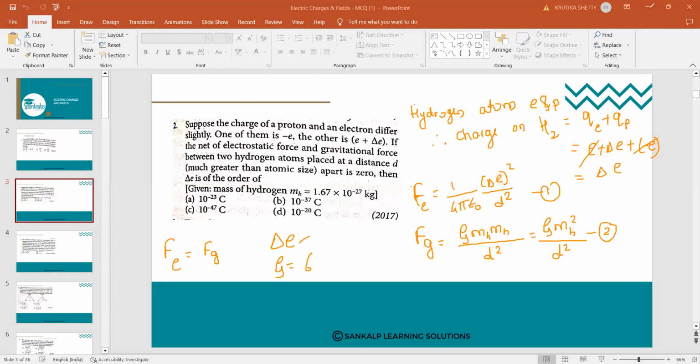6.67 into 10 raised to minus 11. Yes, correct. Okay. So Priyanka and Komal have replied. Okay, okay. So you can substitute the value.